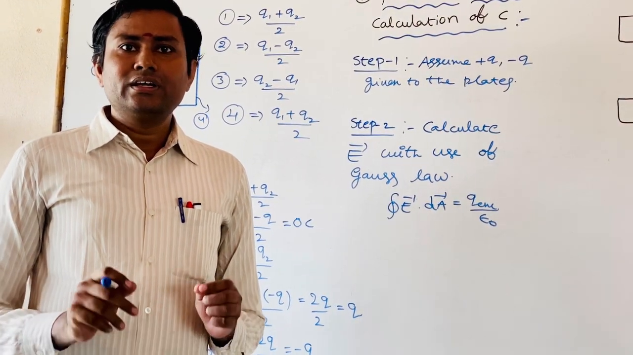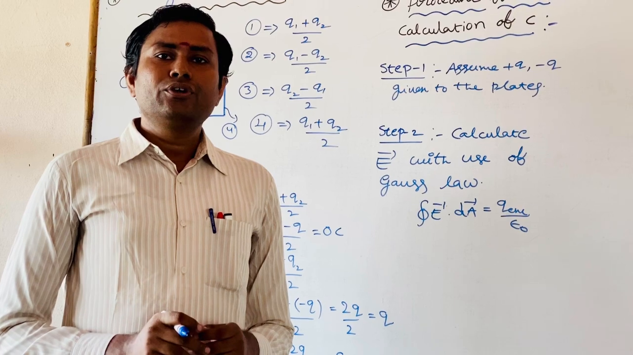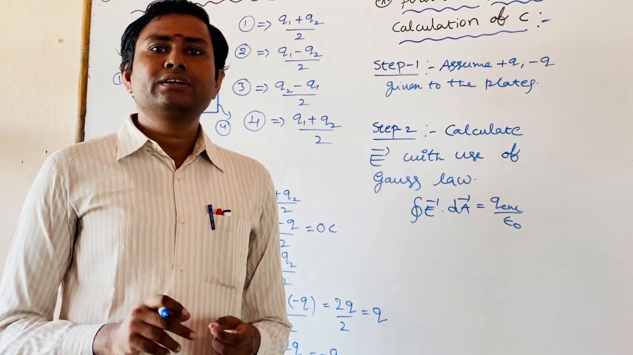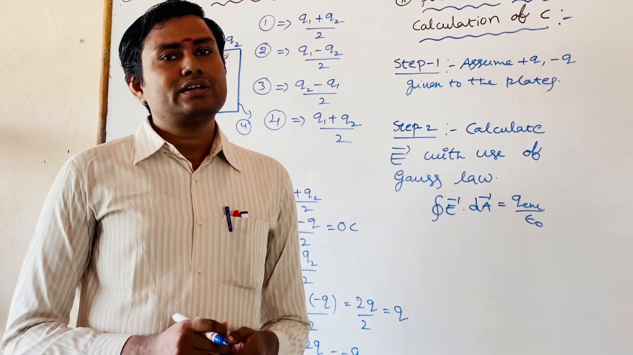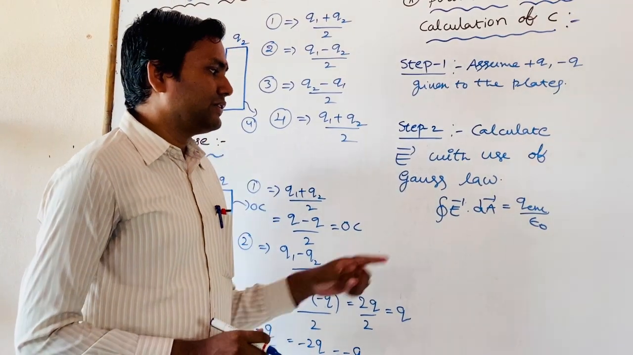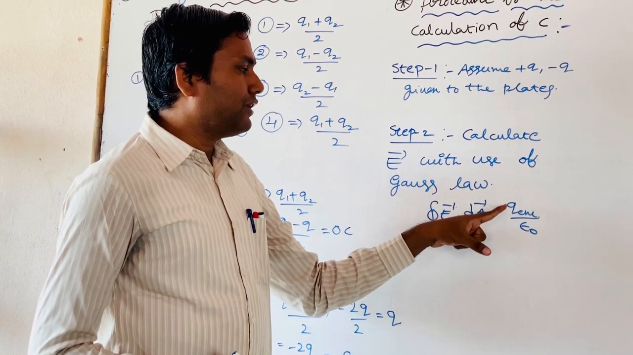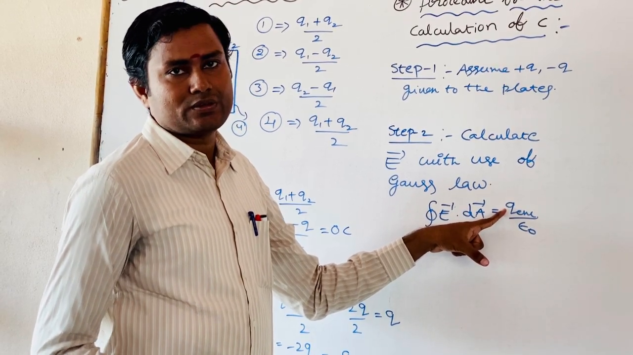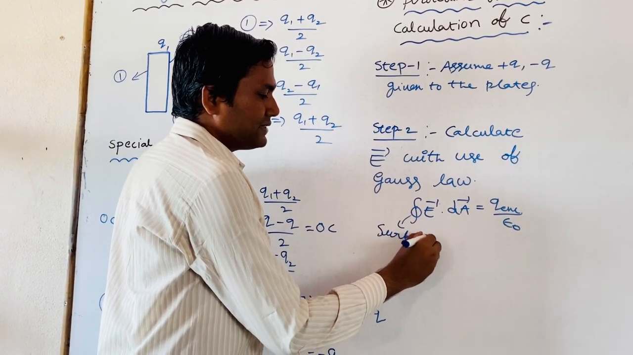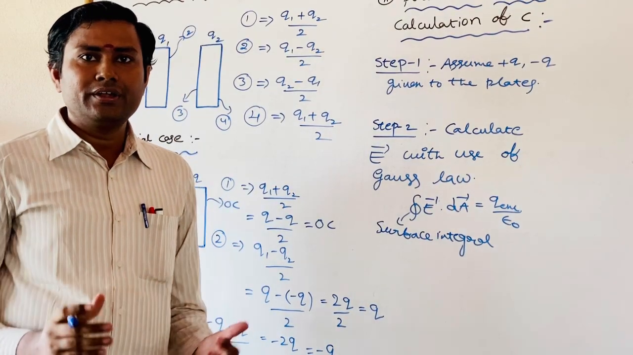Gauss law says what for us? The net electric flux enclosed by the closed surface is always equal to 1 by epsilon naught times the total charge enclosed by the surface. So this is Gauss law. Here, E bar represents electric field vector, dA bar represents area vector, Q enclosed represents the total charge enclosed by the closed surface. This integral indicates for us what type of integral? This is surface integral, nothing but the integration that we are performing over the entire closed surface.